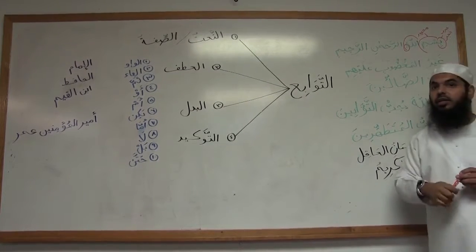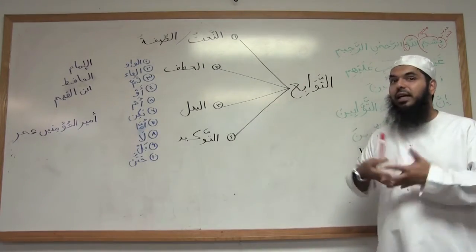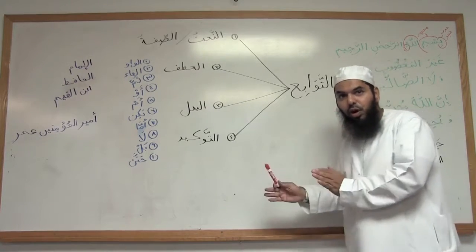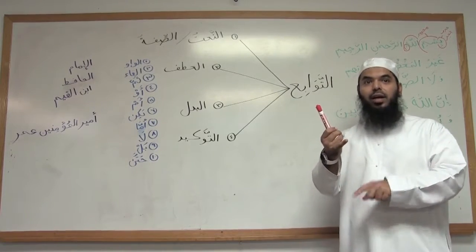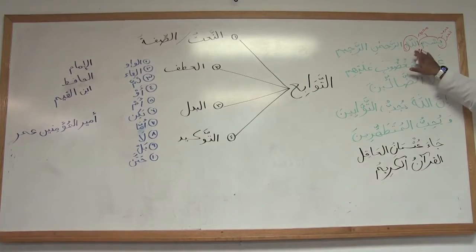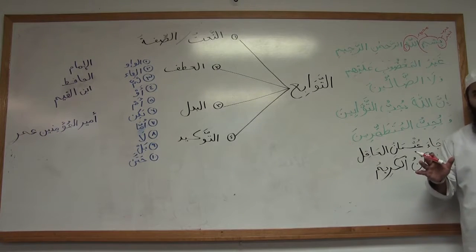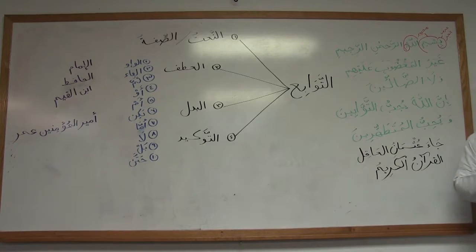Second pointer, when you have a sifa, it has to have taba'. It has to follow in gender, in ma'rifah and nakira, and in i'rab. So if this was a sifa, and it's not, it would have to be ma'rifah. You get it? If you don't get it, ask.